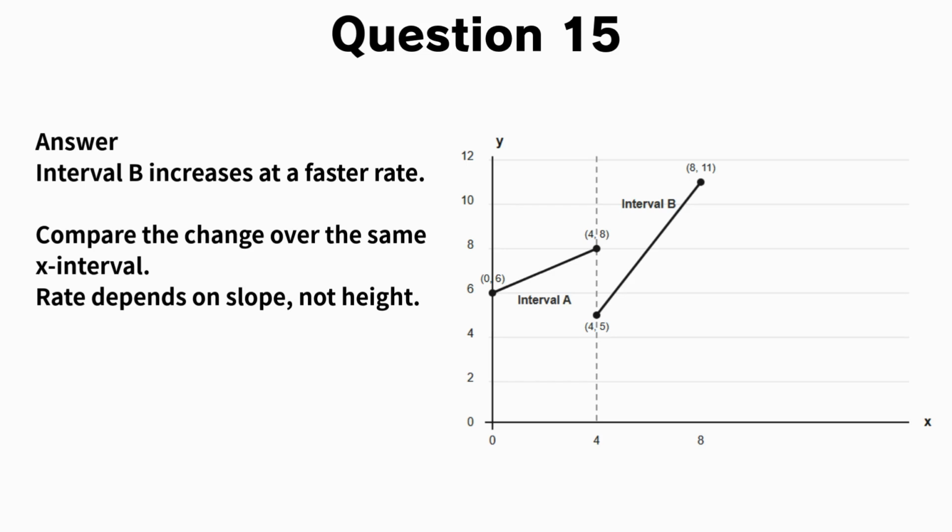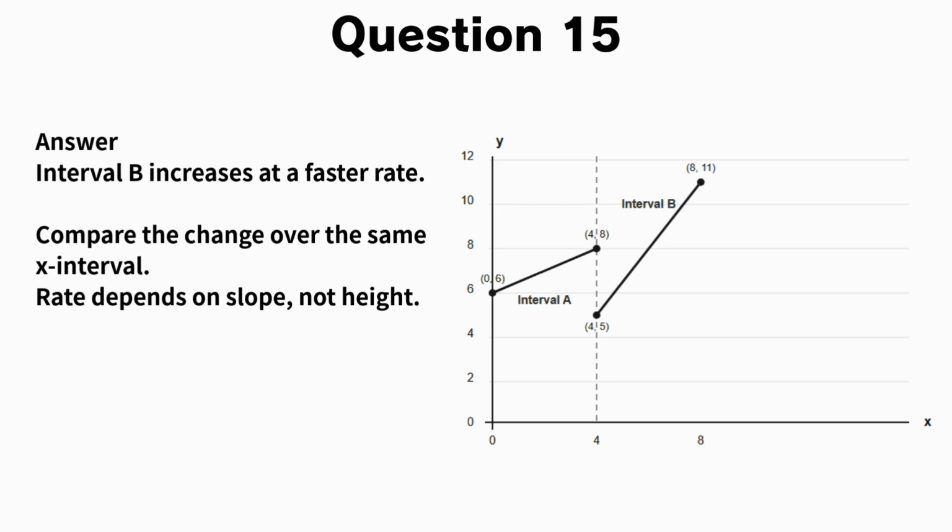Now look at interval B. The graph goes from the point 4, 5 to the point 8, 11. Here again, x increases by 4, but y increases by 6. Because interval B shows a larger increase in y over the same change in x, its slope is steeper. A steeper slope means a faster rate of change.